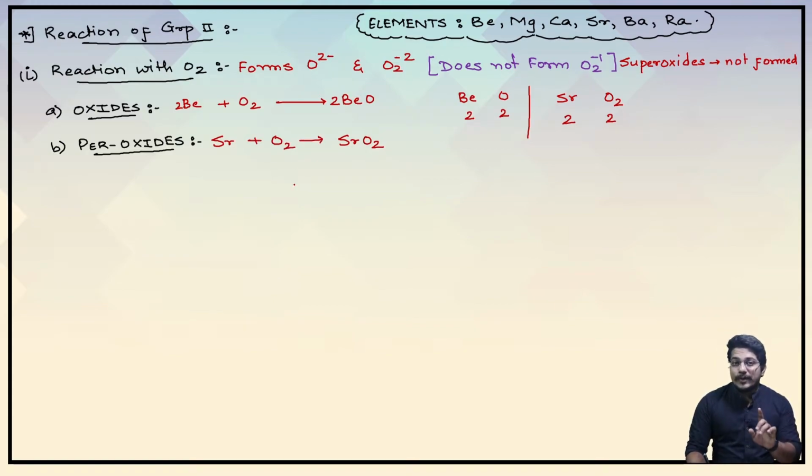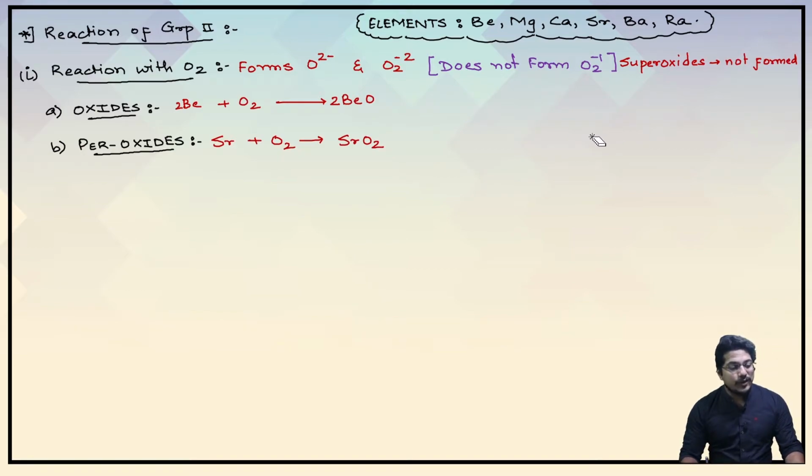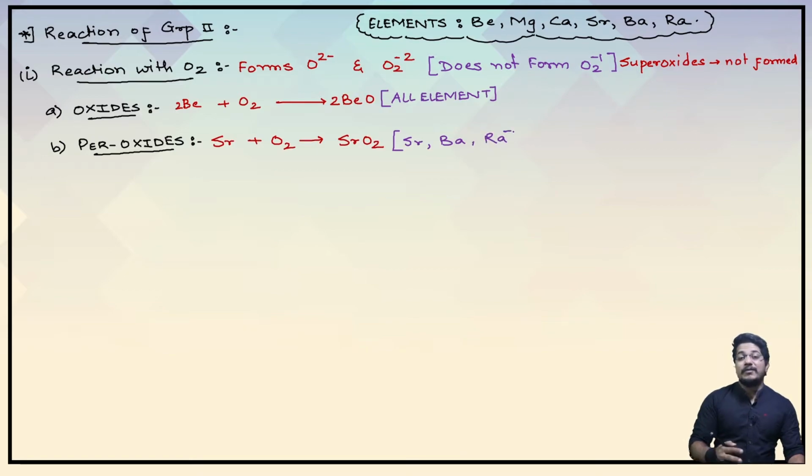Okay, now what is the point to remember over here? One very crucial point. Listen carefully. Oxides are given by all the elements of group 2. So oxides कौन कौन देगा? Oxides सब लोग देंगे. Group 2 के जितने भी elements हैं वो सारे elements तुम्हें oxides देंगे. So this is given by all elements. लेकिन जो peroxides है, these are only given by strontium, barium and radium. Okay, it's not given by beryllium, magnesium and calcium. ठीक है, चलो आगे देखते हैं.